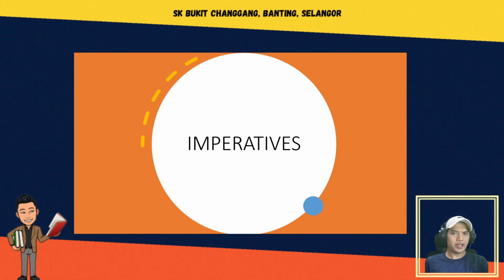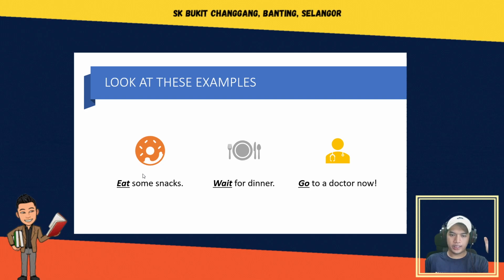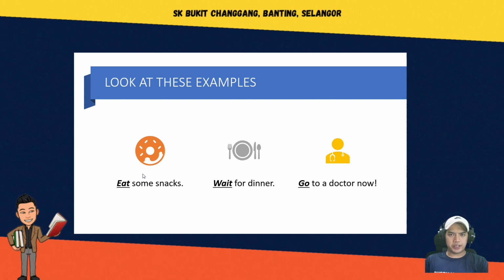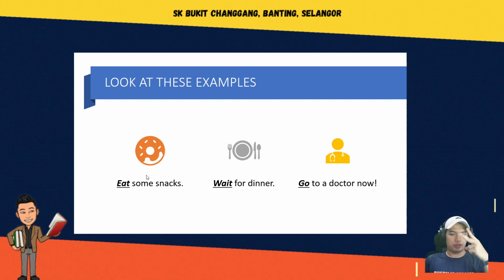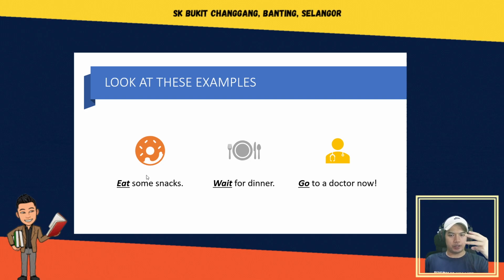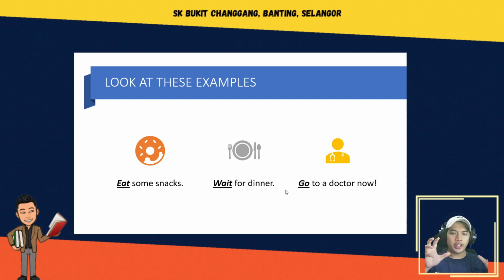So, what is imperative actually? So, number one, let's look at an example first. Number one, eat some snacks. Makan snacks itu. Number two, wait for dinner. Number three, go to a doctor now. So, these three is positive imperative. Maksudnya, bukannya dia disuruh buat benda baik. No. But, ayat dia positive.